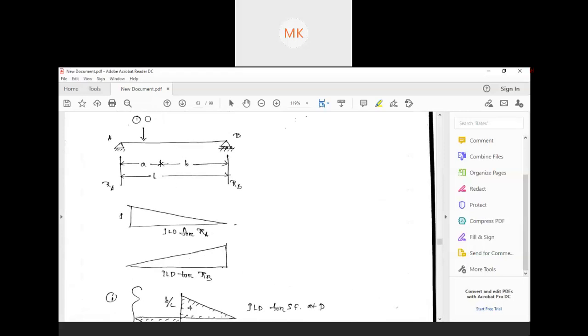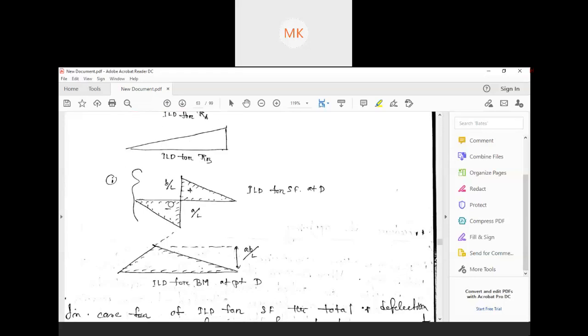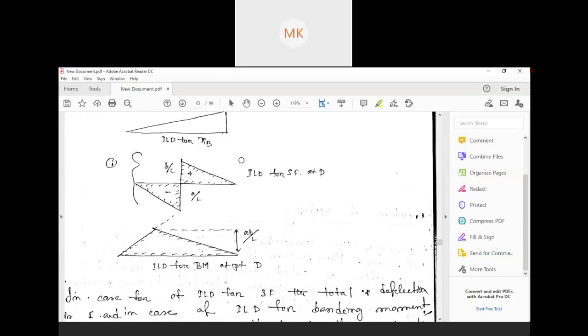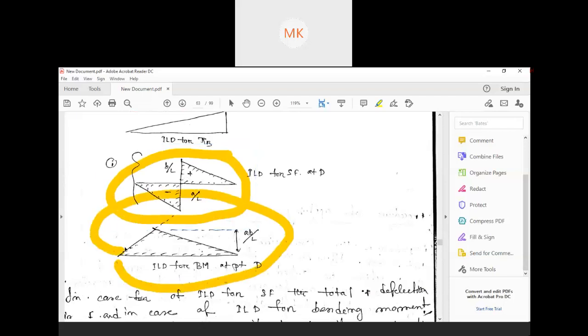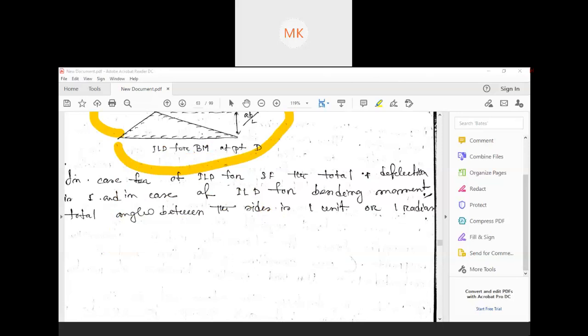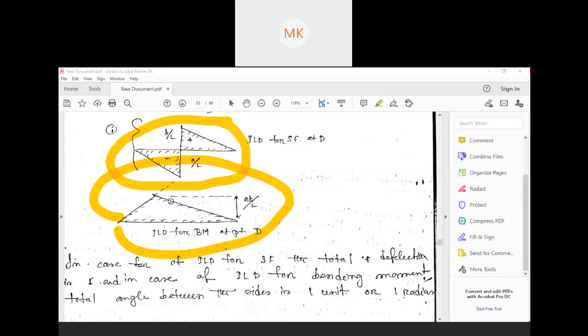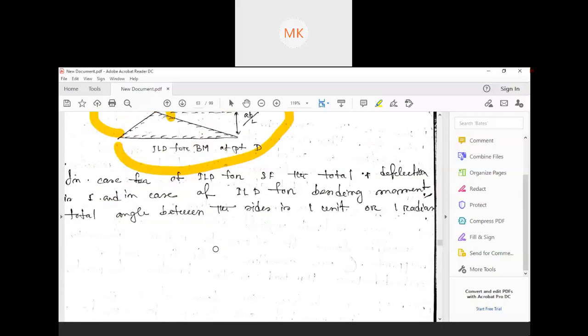This 1 kilonewton load should be at this distance here, and this is point D. So if you want to find out at that point, this is your SFD and this is your bending moment. So in the case of ILD for SF, the total deflection is 1, and in the case of ILD for bending moment, the total angle between the sides is 1 unit or 1 radian. This angle should be 1 radian or 1 unit.